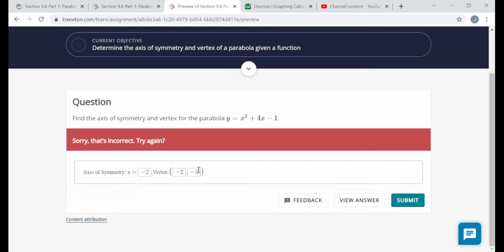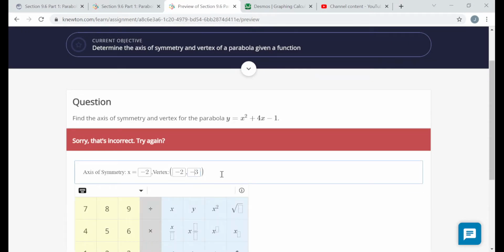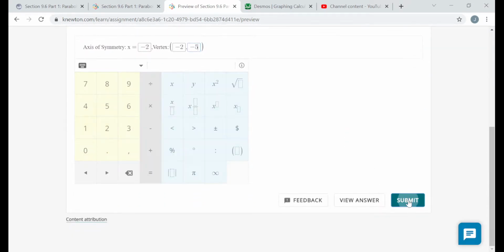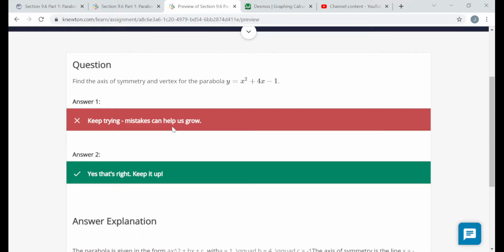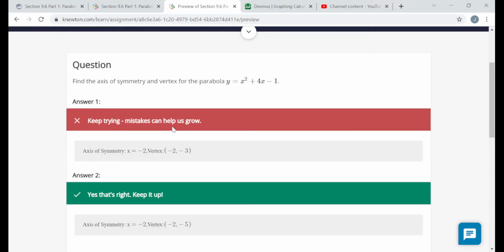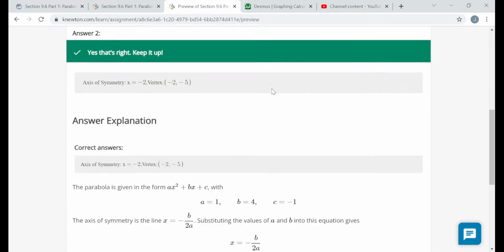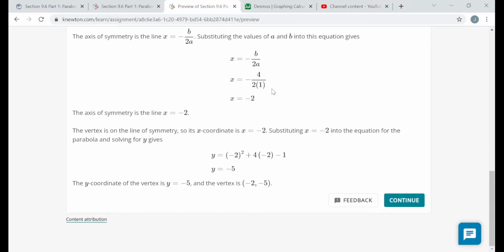Oh no. Alright, so let me re-enter that. Negative 2, negative 5. And submit. And hooray. Yeah, mistakes can help us grow. Indeed. Yeah, okay, so the lesson here is read more carefully. My apologies. Alright, so that might actually throw one more question here. So, hey, we'll get some more practice out of this.